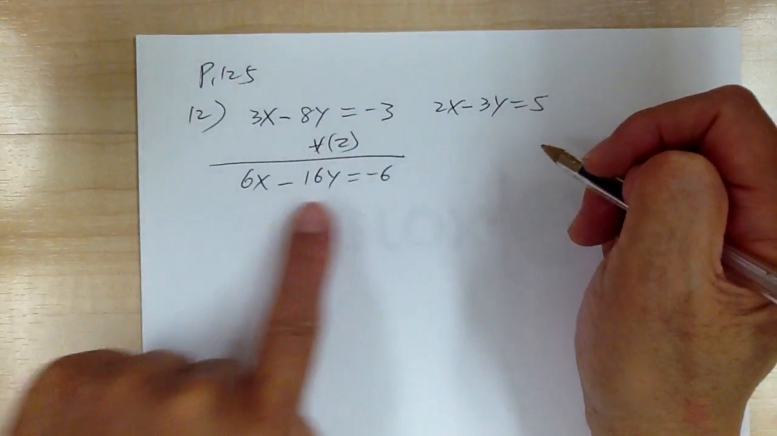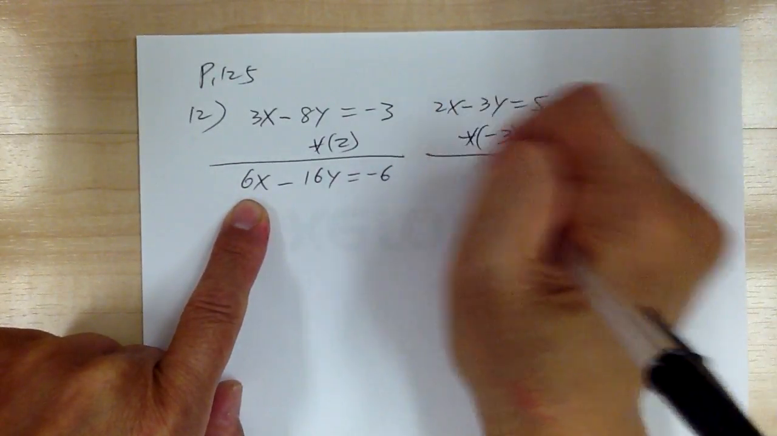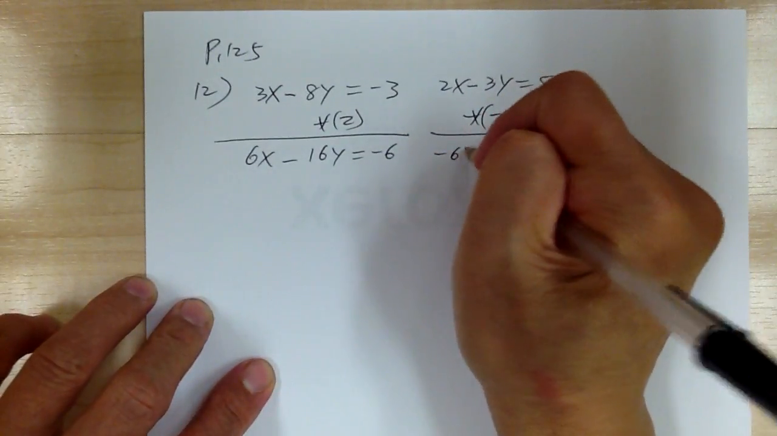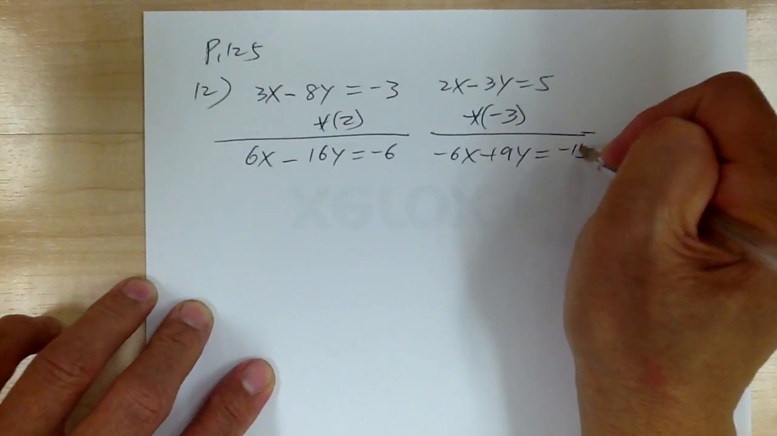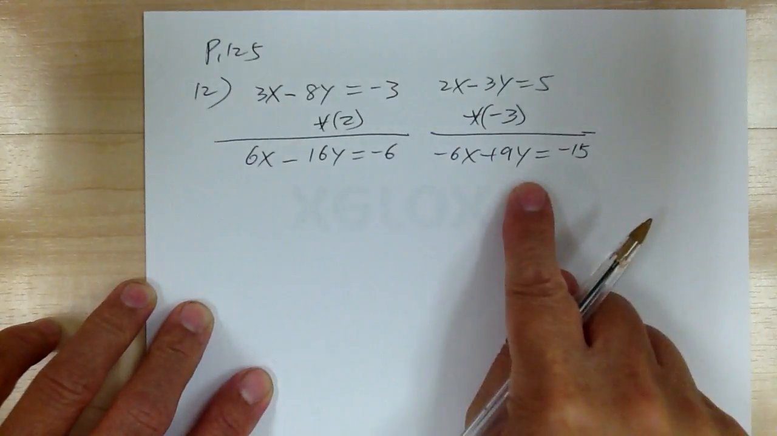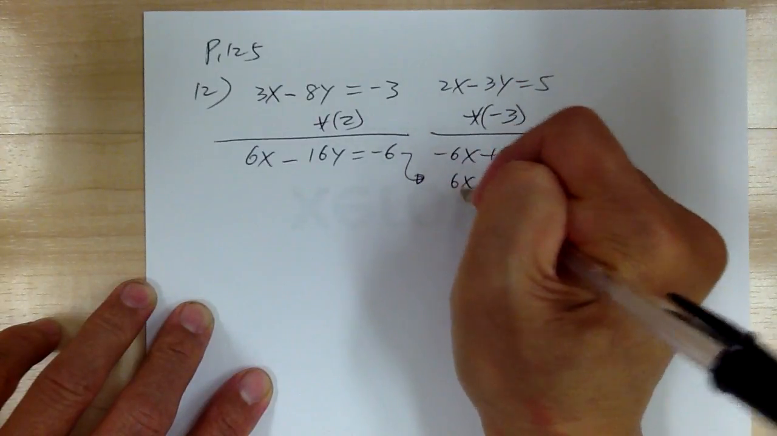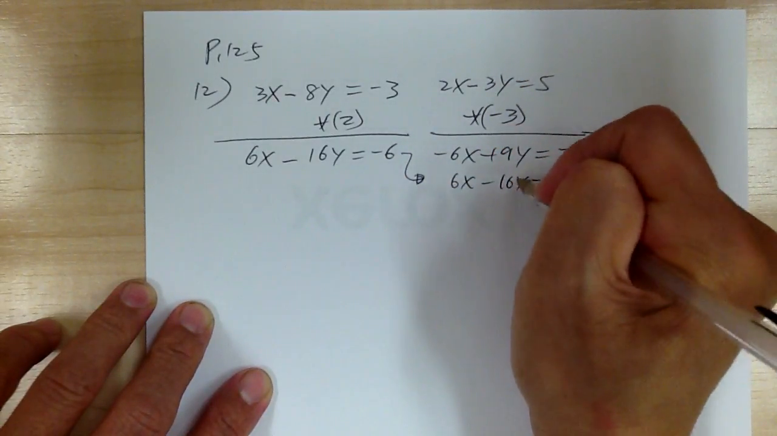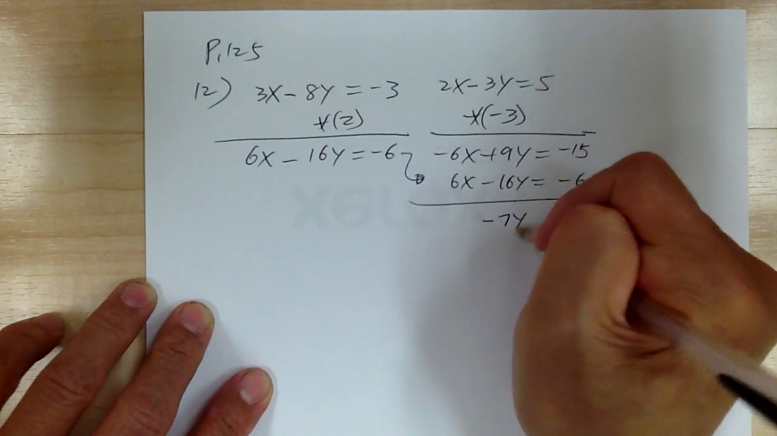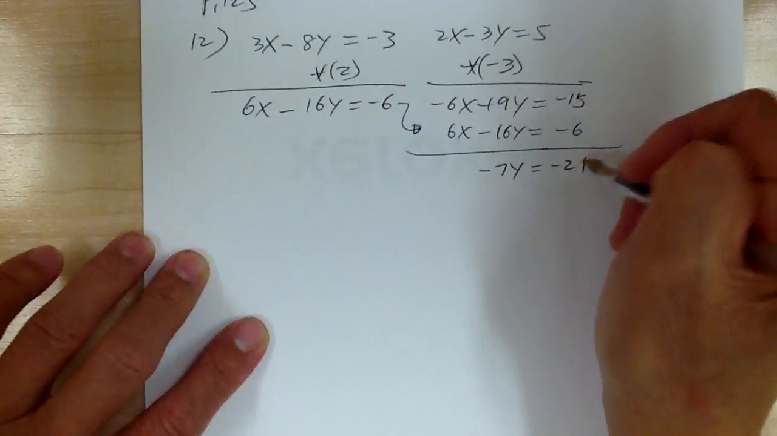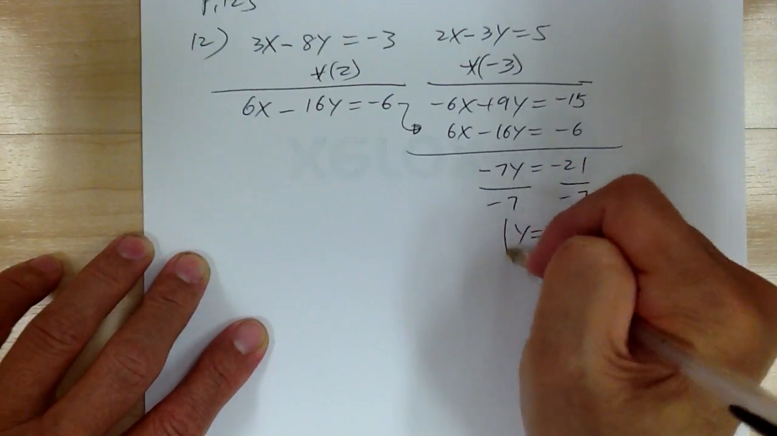And now I'm going to make this opposite to that. So I need to multiply by negative 3, right? So it becomes negative 6. So I get negative 6x plus 9y equal to negative 15. And after that, I'm going to put this under here. So I get 6x minus 16y equal to negative 6. So this will cancel out. So I get negative 7y equal to negative 21, divided by negative 7. So y equal to 3.